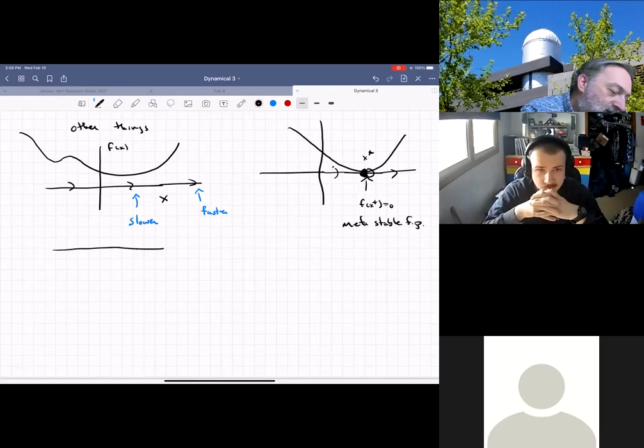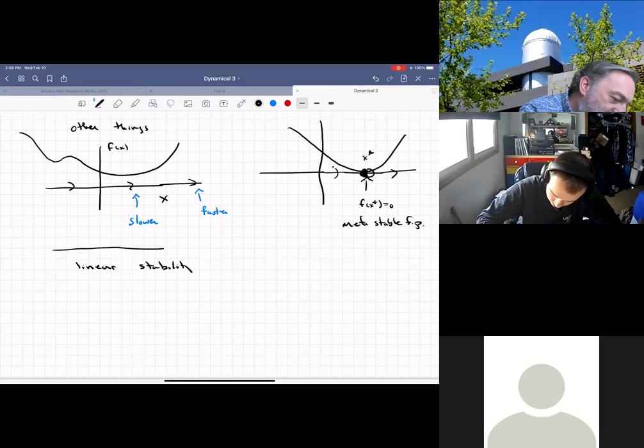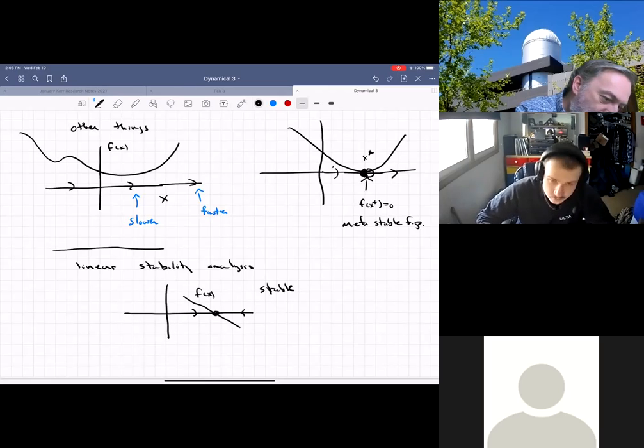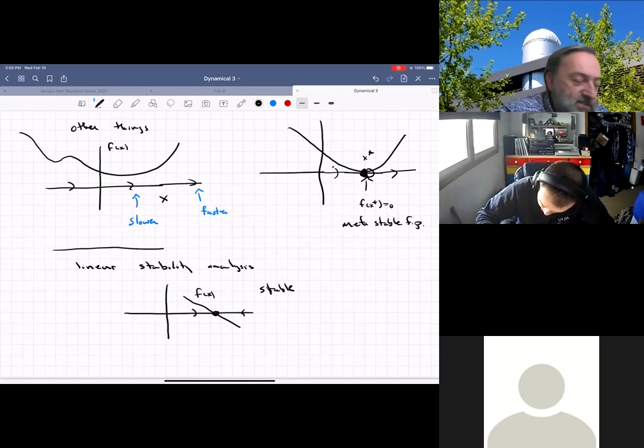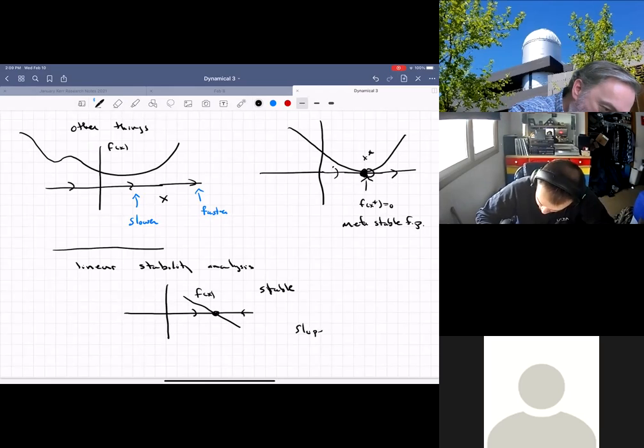Now, an important idea is linear stability analysis. You'll notice that for any fixed point that is stable, so this is some f of x, this was a stable fixed point, that by necessity, the slope is negative.